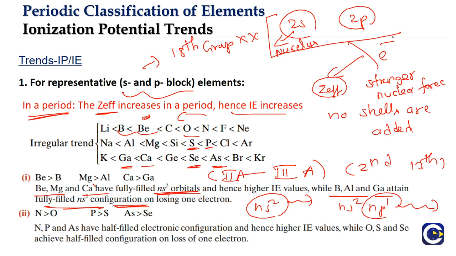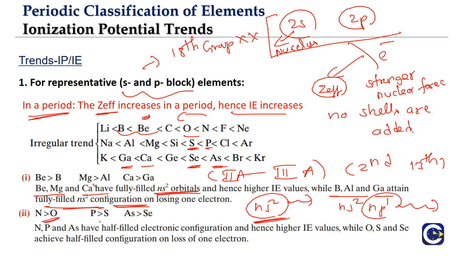So we can explain this either by penetration or by stability. In the case of beryllium, magnesium, calcium, the ns2 structure is a fully filled ns level, which is stable. In the case of boron, aluminum, we are removing a lone electron from p, and after removal we arrive at a stable arrangement.